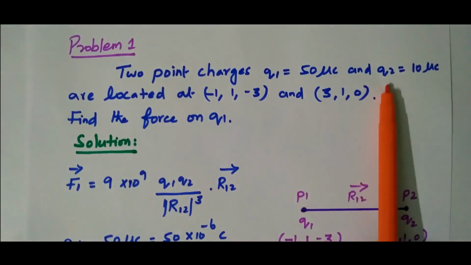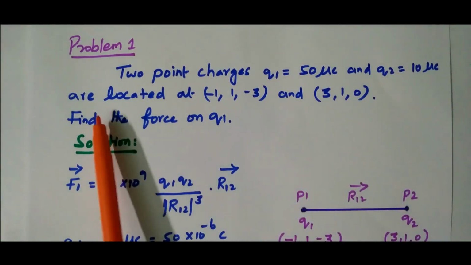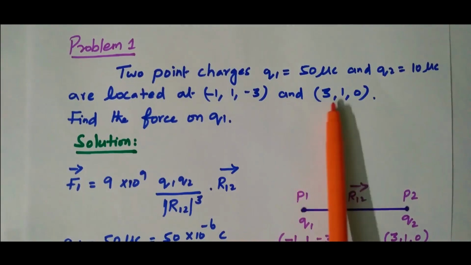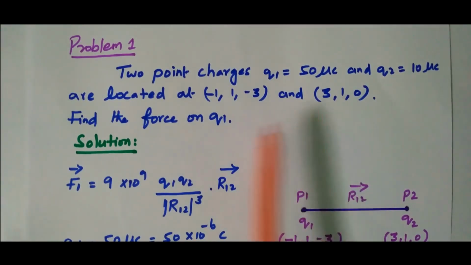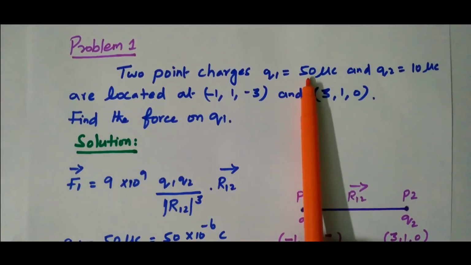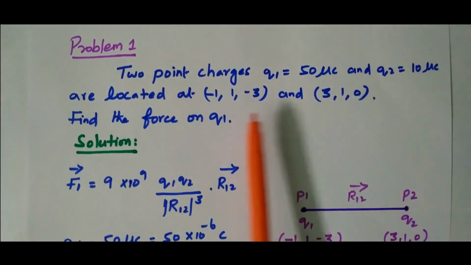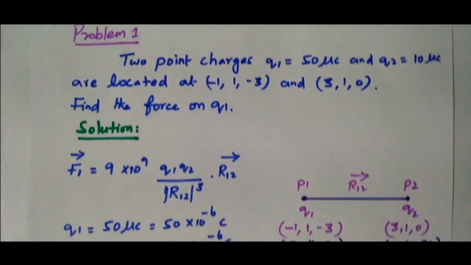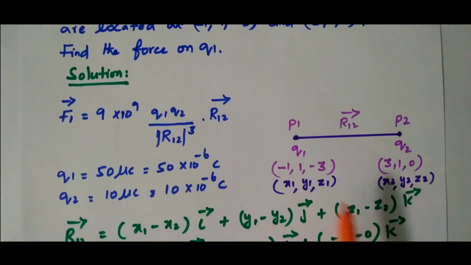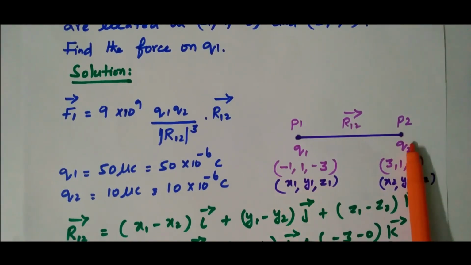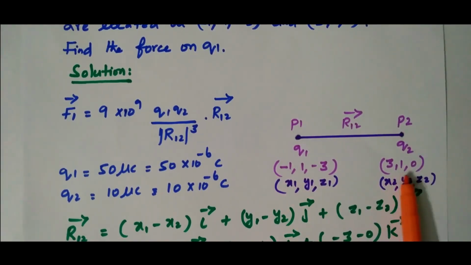Q1 is 50 microcoulomb and Q2 is 10 microcoulomb, located at the points minus 1, 1, minus 3 and 3, 1, 0. Find the force on Q1, right? Two charges are available, 50 microcoulomb and 10 microcoulomb, at two different points. We need to find the force on Q1. The diagram is available here. So Q1 is located at the first point minus 1, 1, minus 3, and Q2 is at the second point 3, 1, 0.